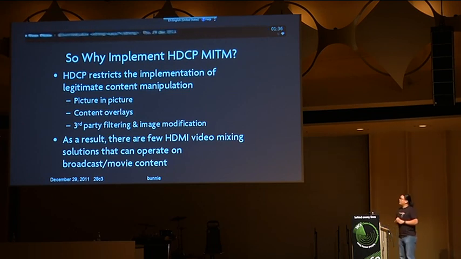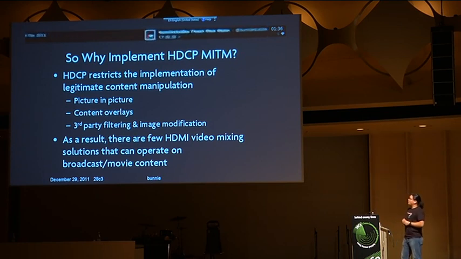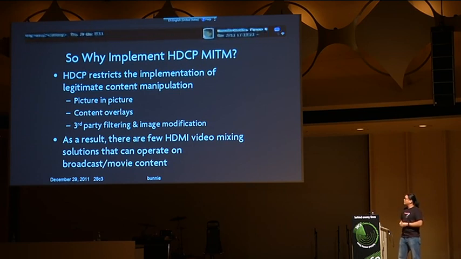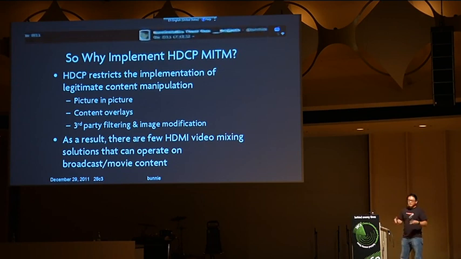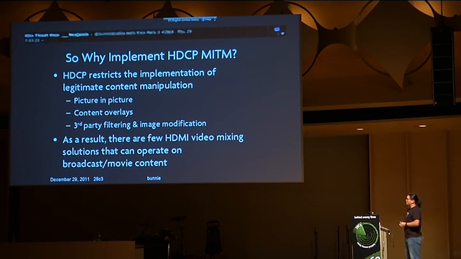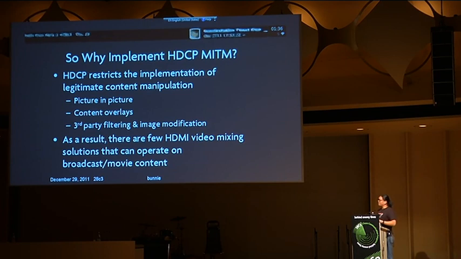So, an overview of the things that are restricted. If you want to do picture-in-picture from two feeds, that's not possible because of HDCP. If you want to do content overlays, like what's happening up here, that would not be possible. If you want to do filtering and modification of the image, that's not possible because it's all encrypted. As a result, there are very few commercial HDMI video mixing solutions that can operate on broadcast and movie content.